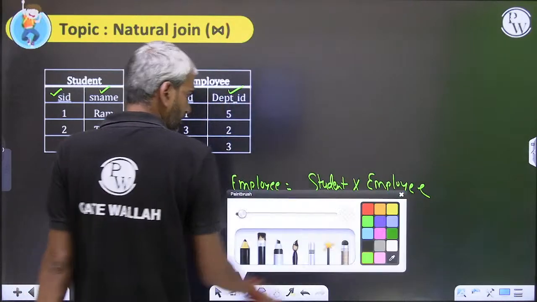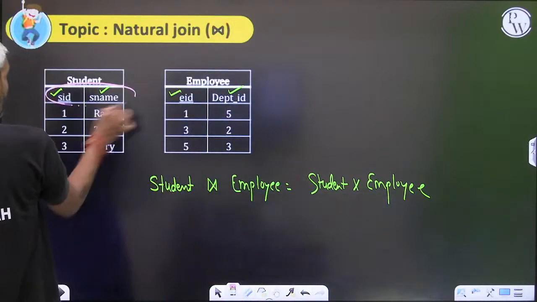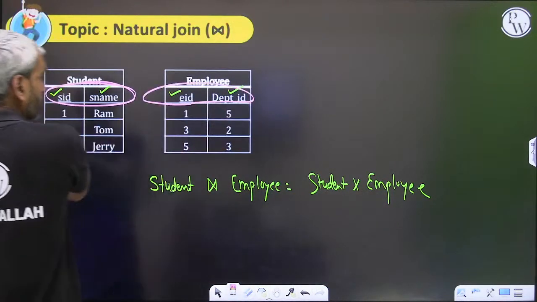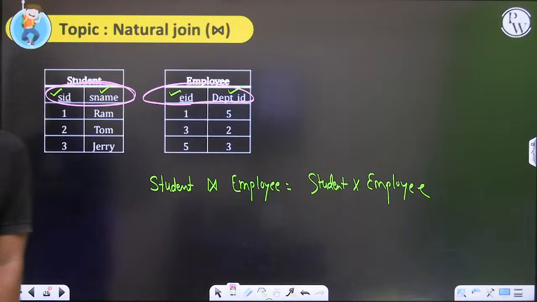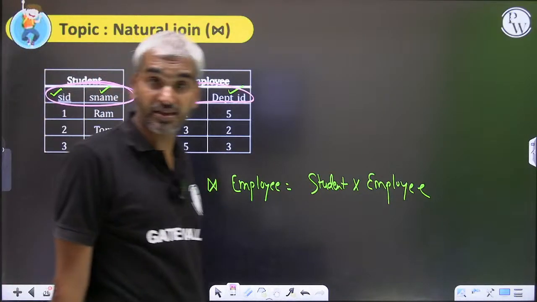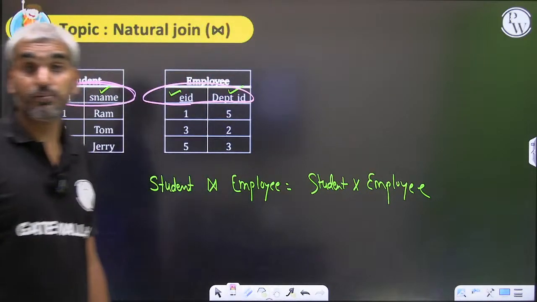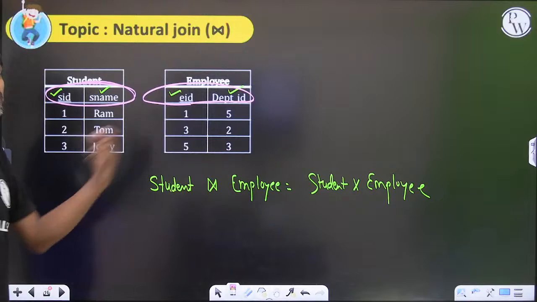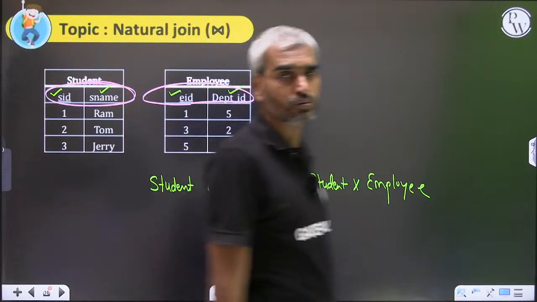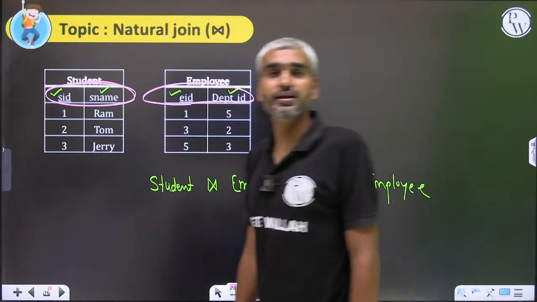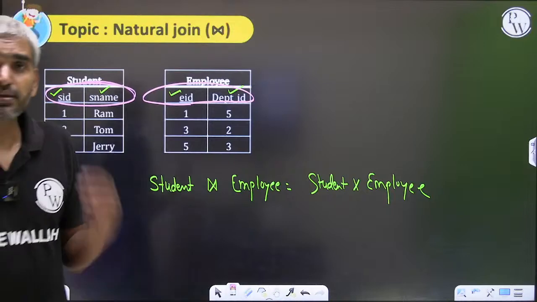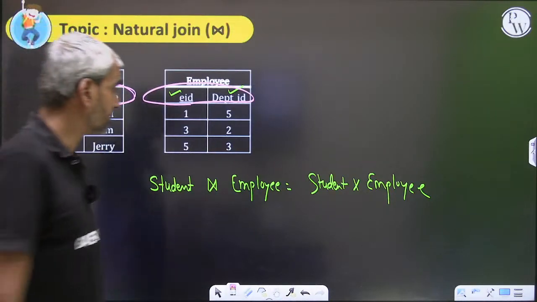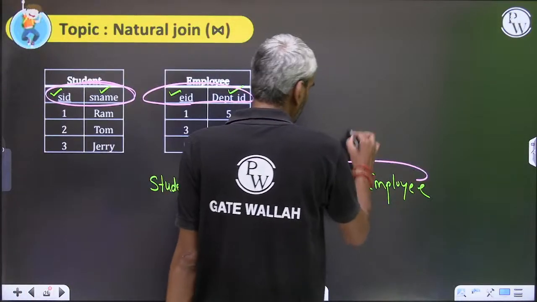Here we have the attribute SID, name. Here we have attributes EID, DID. The names of the attributes must be the same. You may say, sir, there are common values. It has nothing to do with the values. The names of the attributes must be the same in the corresponding relations. Clear? Because there is no common attribute here.